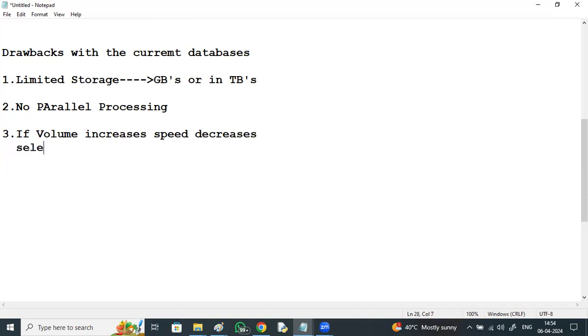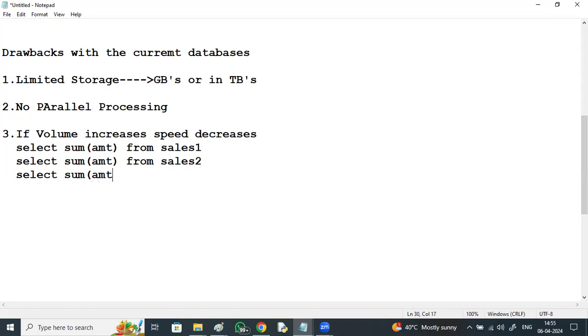Example: take a query like select sum of amount, the total amount, from sales 1, from sales 2, and from sales 3. Three different tables, and I want the total revenue generated. Sales 1 has 10 records, sales 2 has 1 lakh records, and sales 3 has 1 crore records.